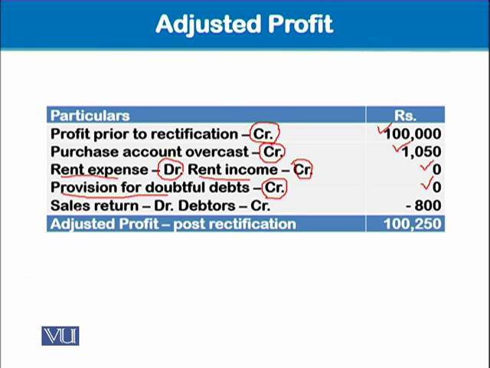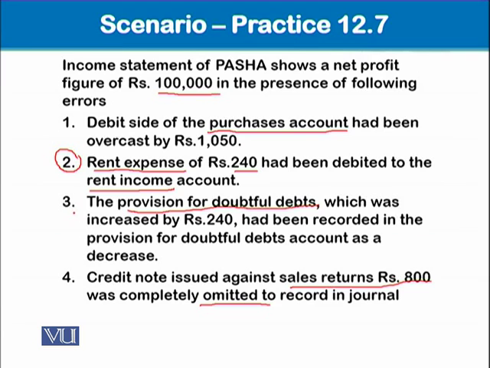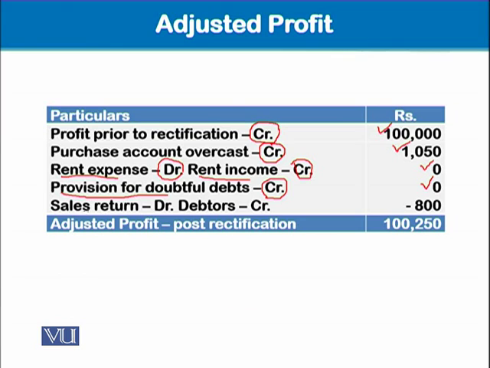All right. And then comes sales return. Credit note issued against sales return, 800, was completely omitted. So we will pass this accounting entry, sales return debit and debtors account credit. The debtors account is not a nominal head of account. Sales return, as we had already discussed, is a contra to the sales. It is a nominal head of account and it will affect this profit.